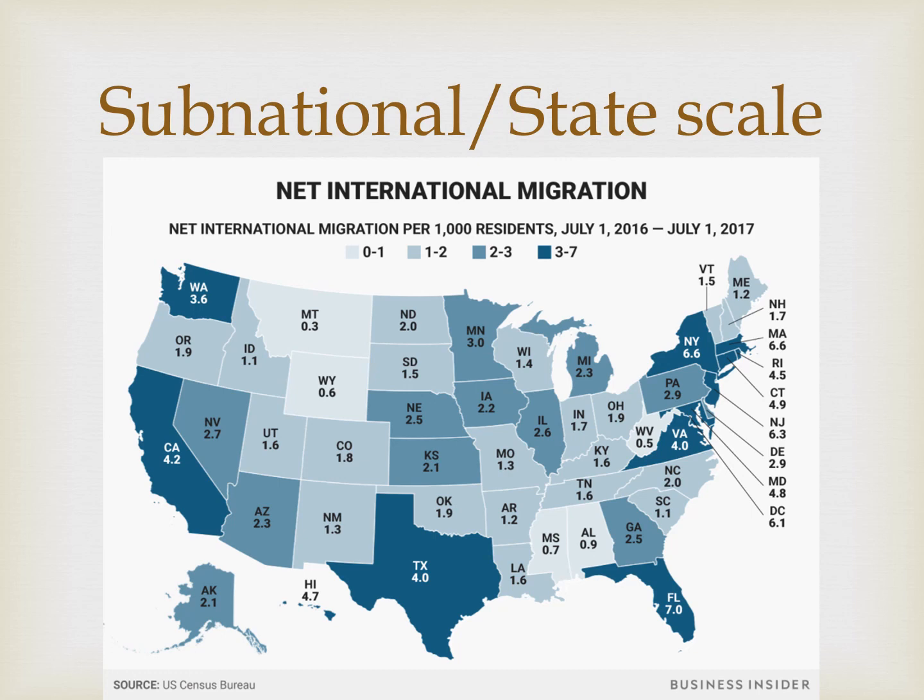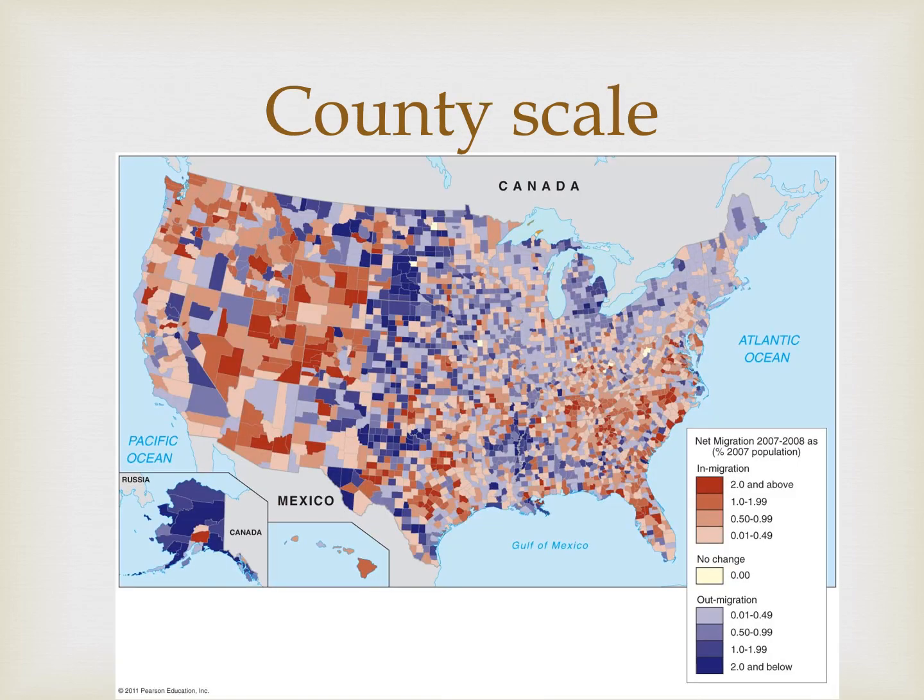But let's talk about Nevada and California for a second. Does every part of Nevada receive less migrants than every part of California? Let's change the scale. We can see that certain counties of California actually have net out-migration, while certain counties in Nevada have higher net in-migration than areas in California.